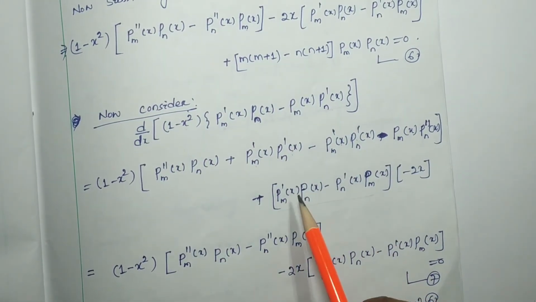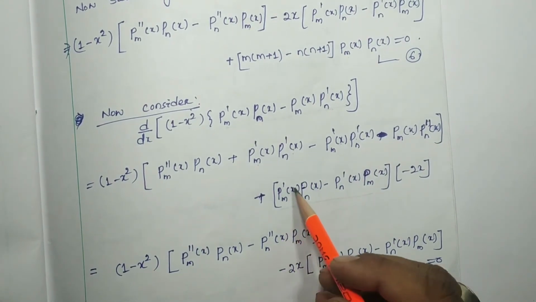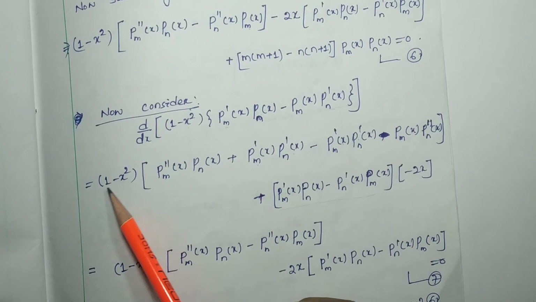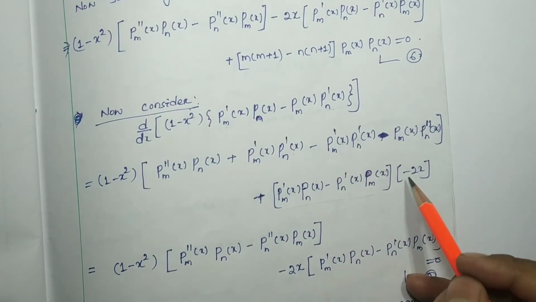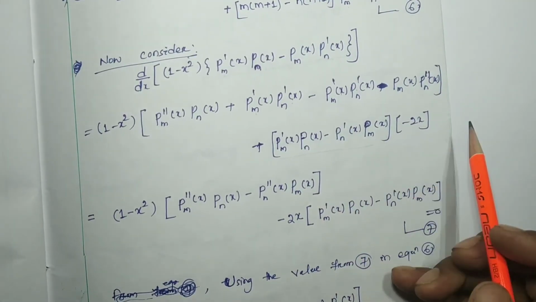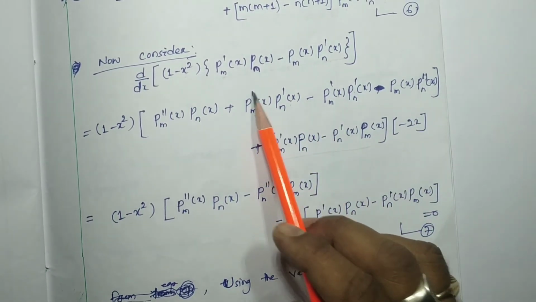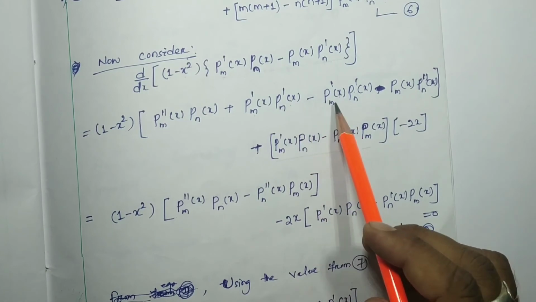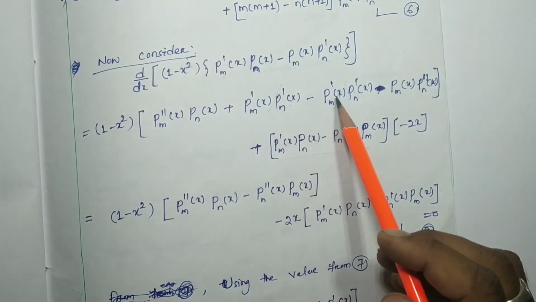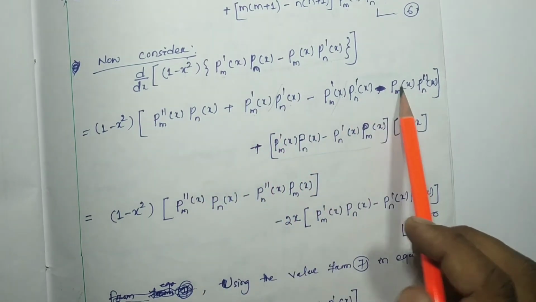This is pm dash x pnx, pm dash x into pnx minus pn dash x into pmx into derivative of this one, 1 minus x square, that is nothing but minus 2x. So here you can see that your pm dash x pn dash x minus pm dash x pn dash x, both terms are going to be cancelled because this is plus, this is minus. Okay, so we can get this first term and last term.